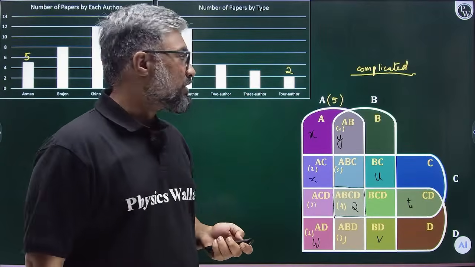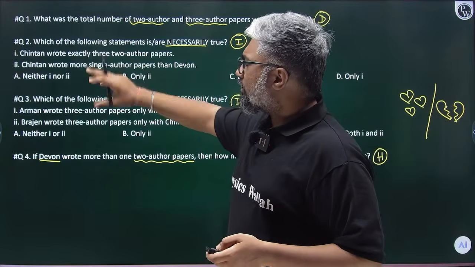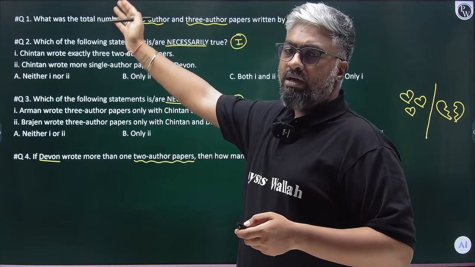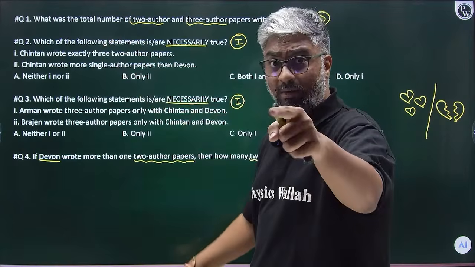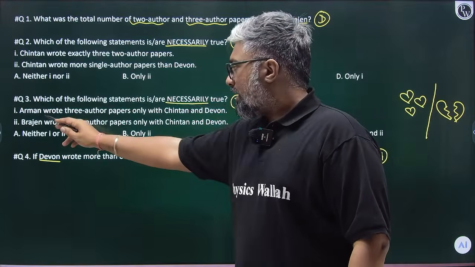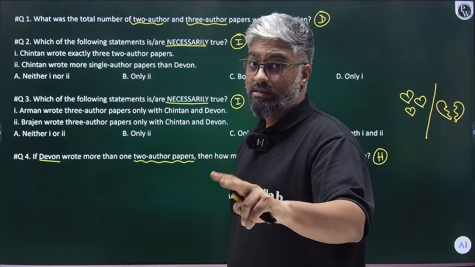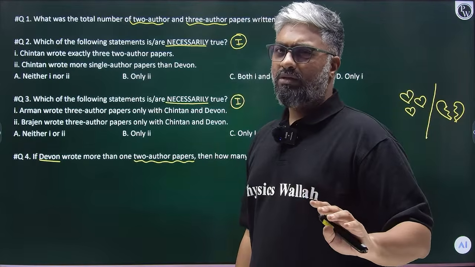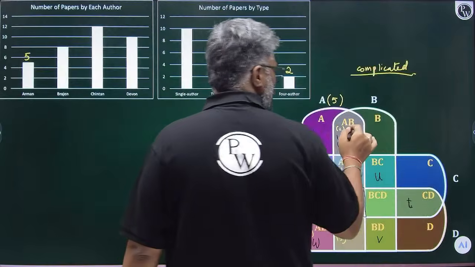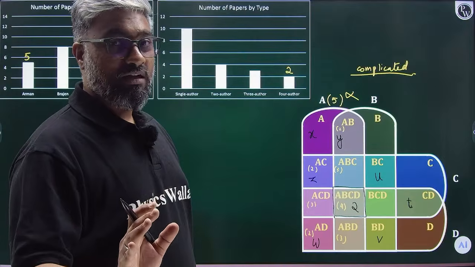And if you look at the questions, are they talking about who wrote it with whom? In the first question, no. In the second question, no. In the third question, yes. Aman wrote 3 author papers only with Chintan and Devin. Rajan wrote 3 author papers only with Chintan and Devin. This makes sense. This may be. But otherwise, we don't know that, right? And there's no way to find that out also. So, is this the best way to deal with it? Maybe not. Because we don't have that information.